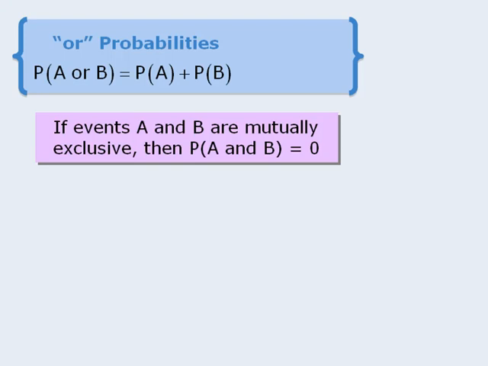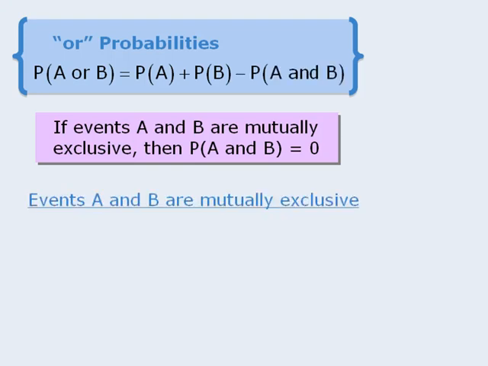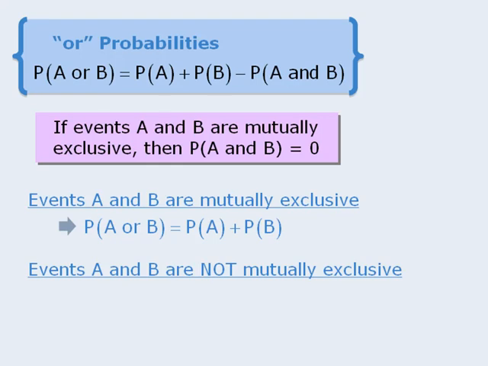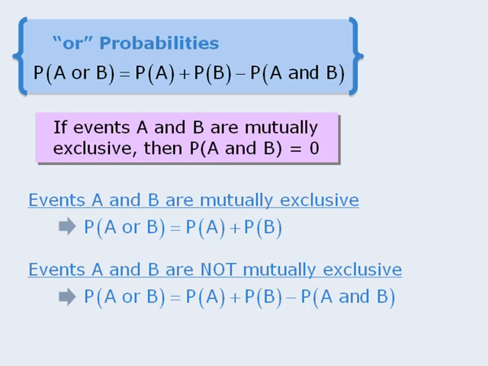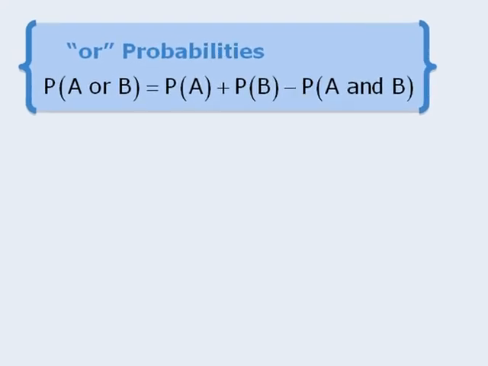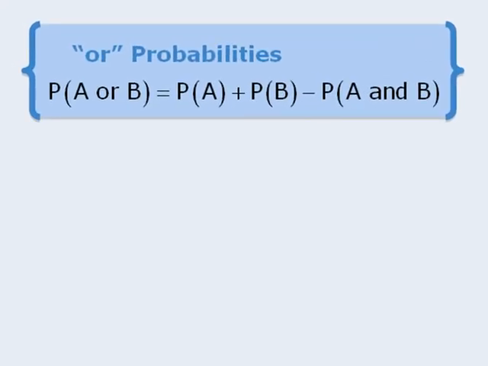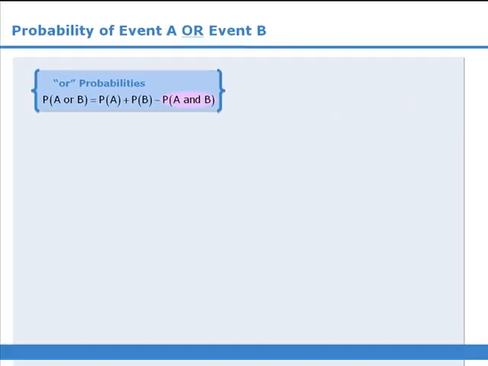This fact yields 2 conclusions. First, if events A and B are mutually exclusive, the following formula applies. Second, if events A and B are not mutually exclusive, then this formula applies. Having said that, this one formula can be used for all questions involving the word OR. Just remember that sometimes this part will equal 0, and sometimes it will not equal 0. In the next lesson, you will see a useful application of our new formula.